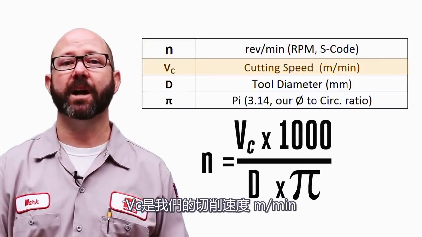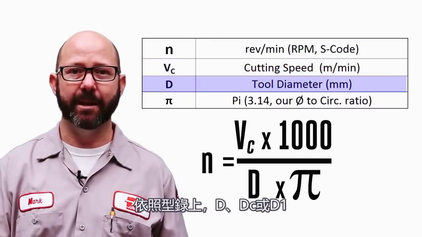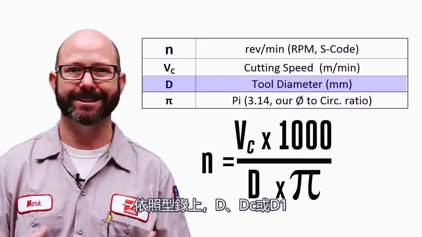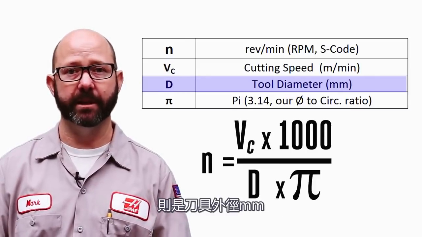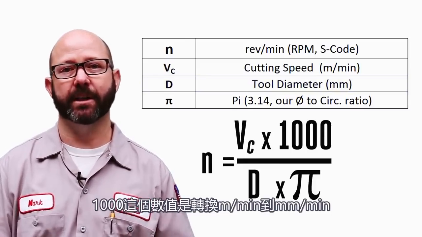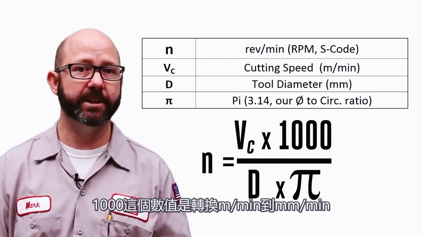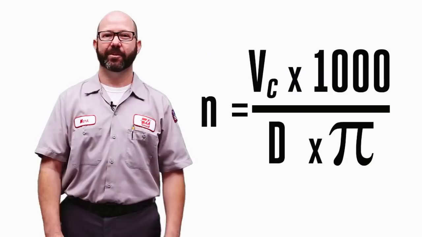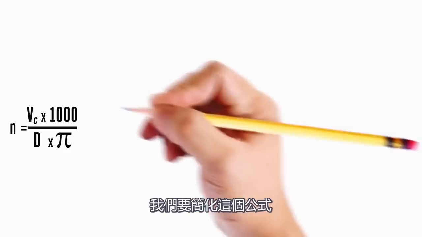VC is our cutting speed, in surface meters per minute. D, or sometimes DC or D1, depending on the catalog, is our tool diameter in millimeters. The 1000 in this formula is there to convert our meters per minute into millimeters per minute. This formula works fantastic, but we're going to simplify it a bit using algebra.